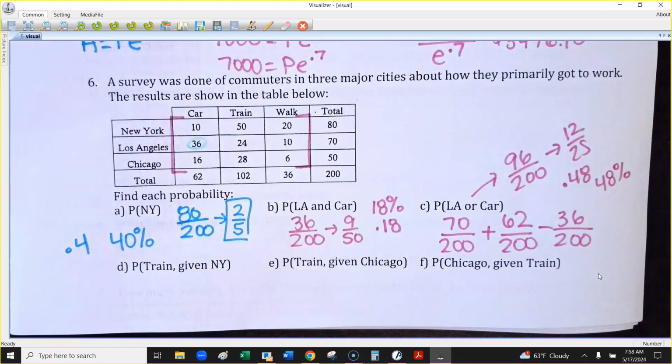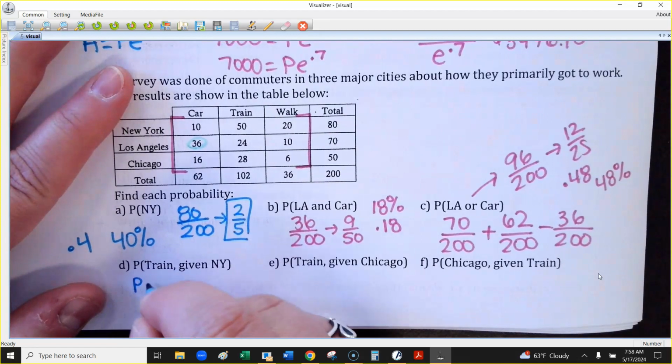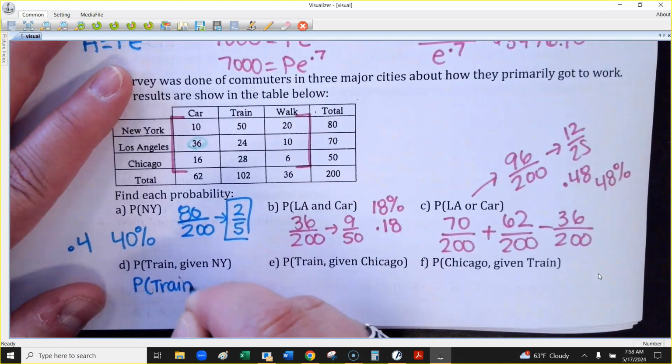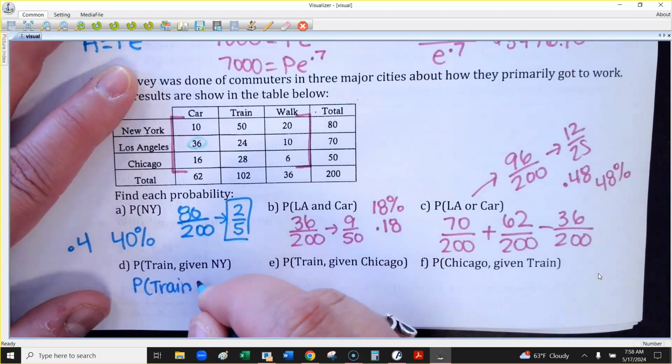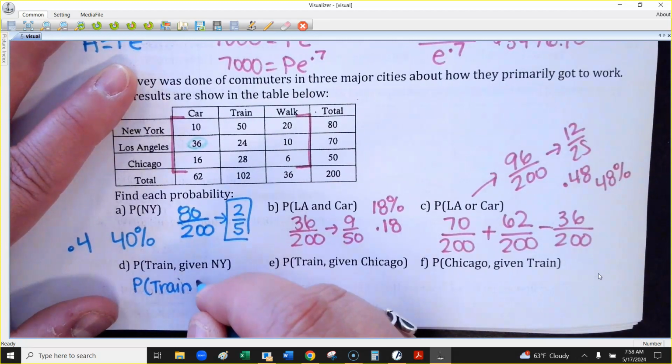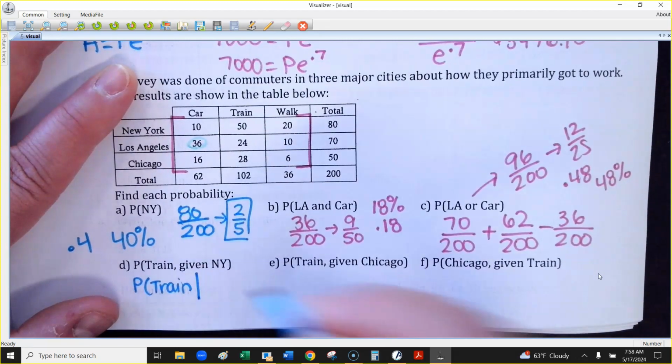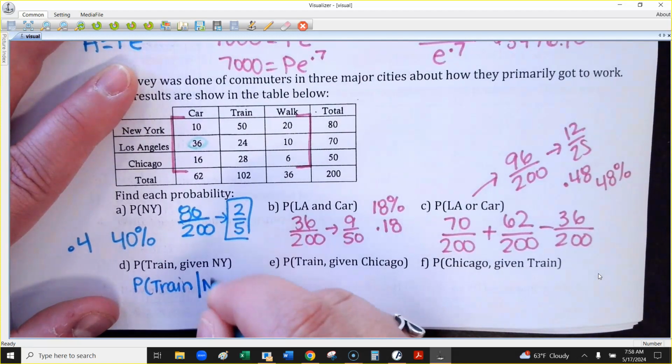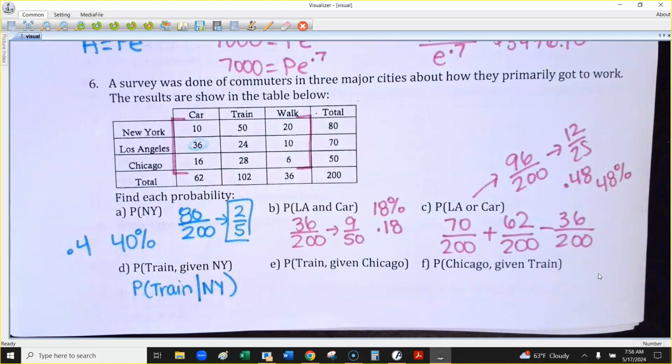Okay, now these last three are all given or conditional probabilities, and I'm just going to write one of them. This is the probability I grab somebody that rides to work in a train given, that was the one where we had that vertical bar, given that I know the person is from New York. If you have a given statement, you're just going to look at either that column or that row, whatever they give you. So given I know the person I picked here is from New York.